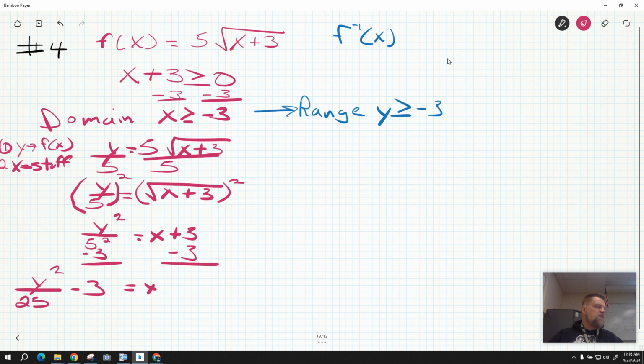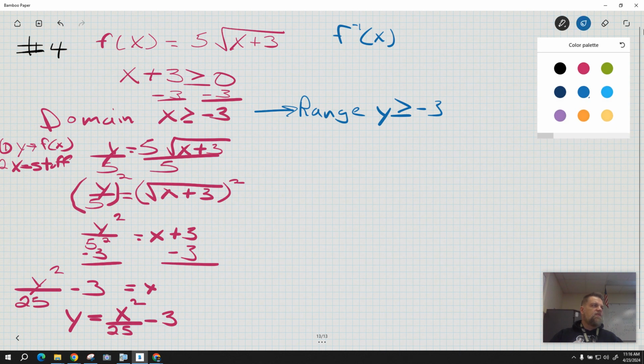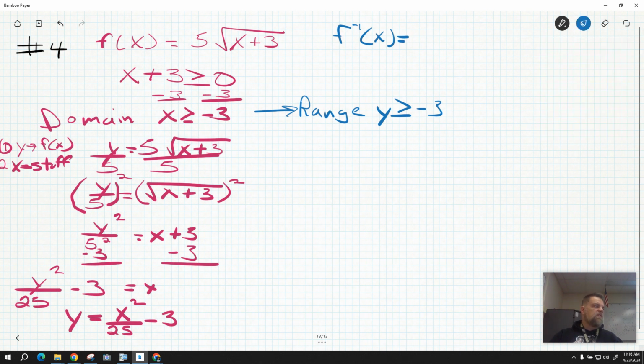Next step, I'm going to flip-flop, so I'm going to have y equals x squared over 25 minus 3. Okay. Last step, I'm going to plug that in to my f inverse notation. So this just becomes x squared over 25 minus 3.